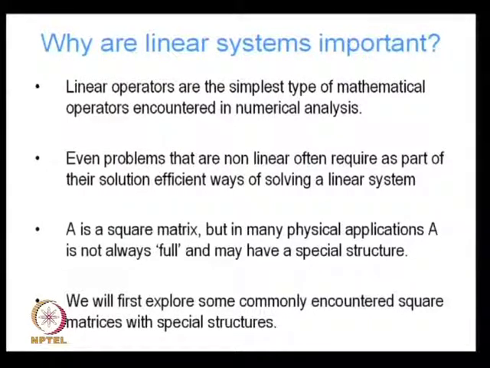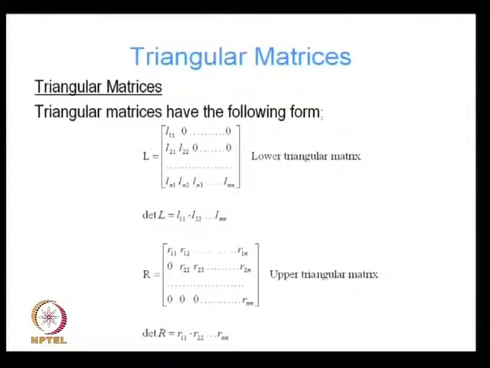in many physical applications A is not always full and may have a special structure. Recall our definition of linear systems which we obtained earlier, which says that we want to solve the system Ax equal to y. Typically in those linear systems, A is a square matrix, but in many physical applications A is not always full and may have a special structure. We will first explore some commonly encountered square matrices with special structures. We will first talk about triangular matrices.